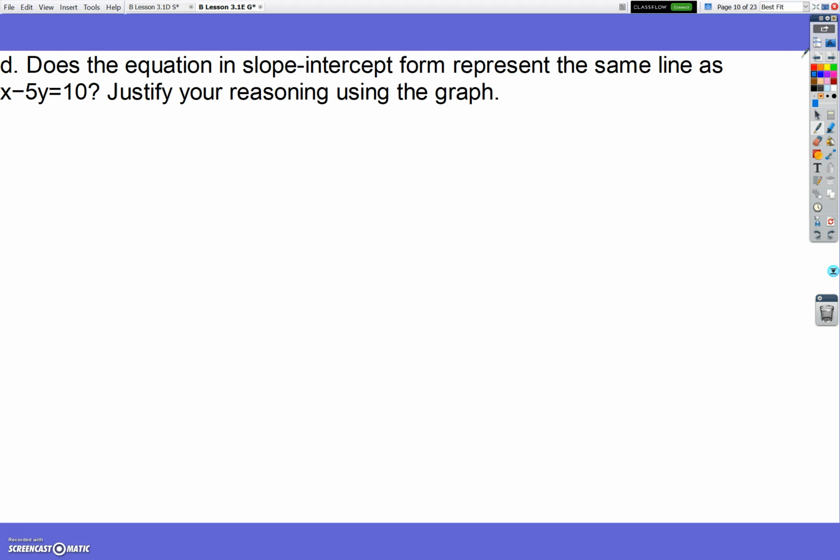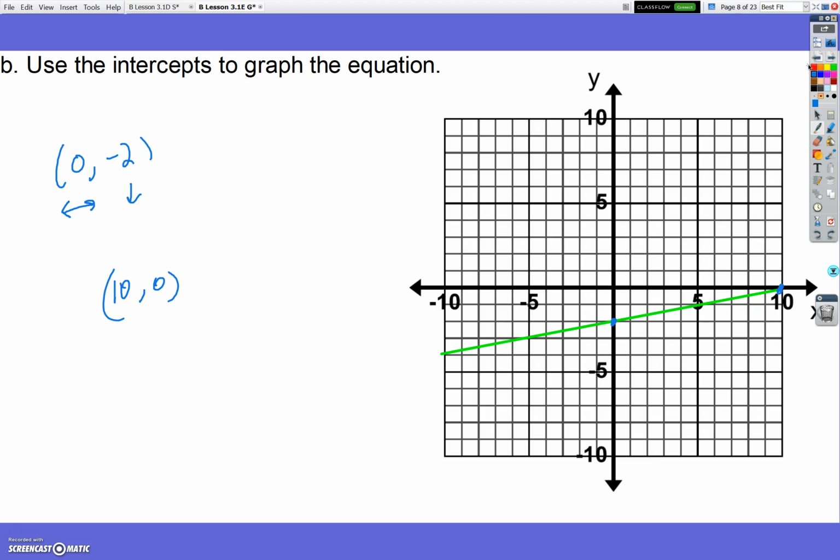It says, does the equation in slope-intercept form represent the same line? Let's go ahead and check this out. If I have the equation y equals 1/5 x minus 2, what that means is I'm going to have a y-intercept of negative 2. So I go down 1, 2. That is my y-intercept. That is good.